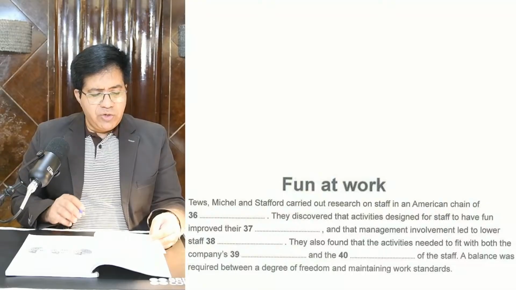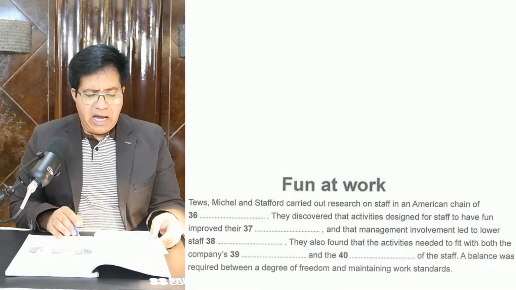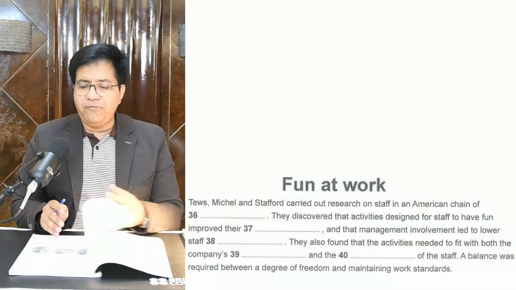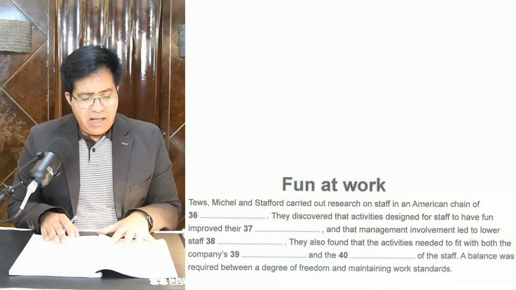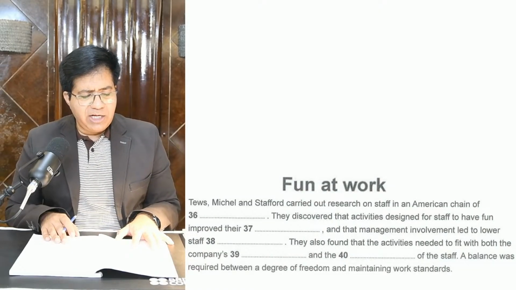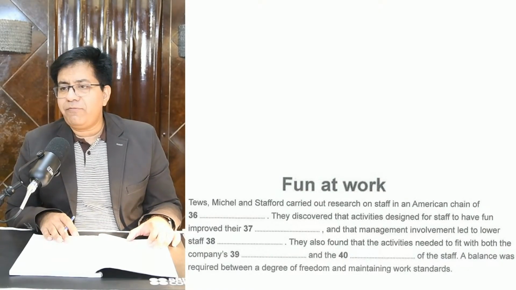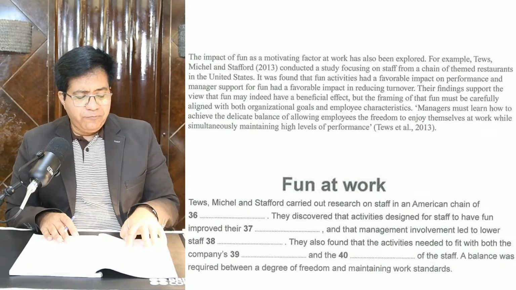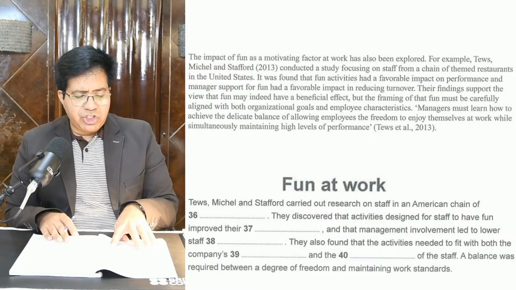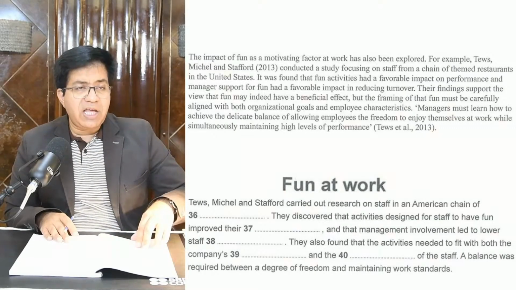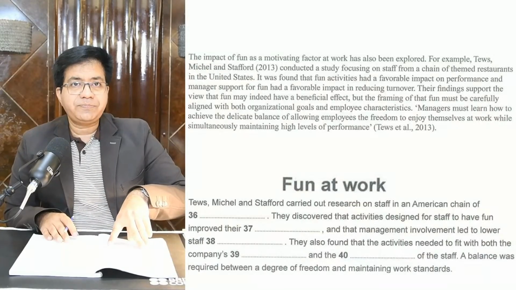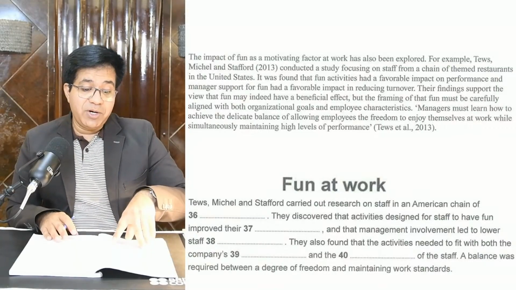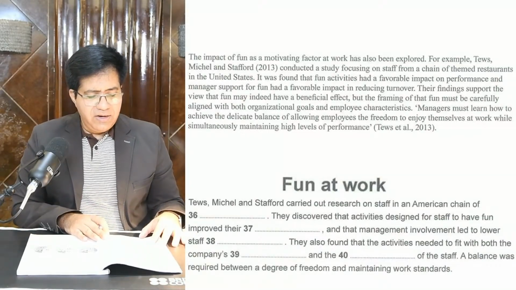Okay, now let's see. Tews, Michael, and Stafford carried out research on staff in an American chain of dash. Please come back. American chain of dash. I'm reading it from the second line of the second last paragraph of the passage. Michael and Stafford conducted a study focusing on staff from a chain of themed restaurants in the United States. What is the answer? Restaurants or themed restaurants? Because it is one word only. Well done. The correct answer is restaurants.